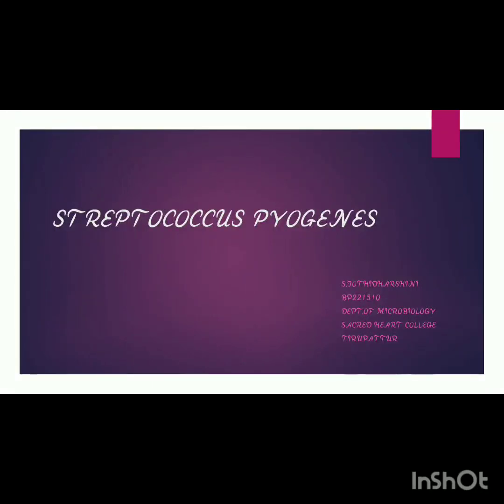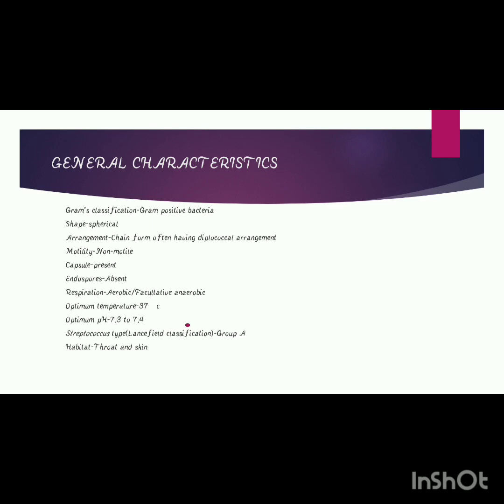Welcome. In this lecture video, we are going to discuss Streptococcus pyogenes. General characters. Gram's classification: it is a gram-positive bacteria and it is spherical in shape. Arrangement: chain form, often having diplococcal arrangement. Motility is non-motile. Capsule is present. Endospore is absent. Respiration is aerobic and facultative anaerobic.